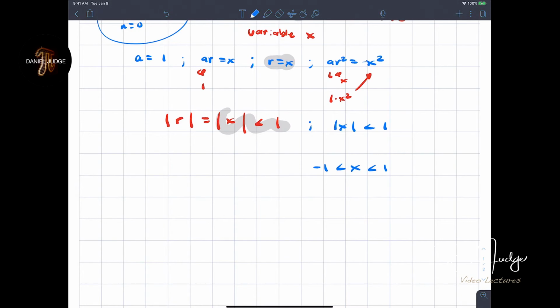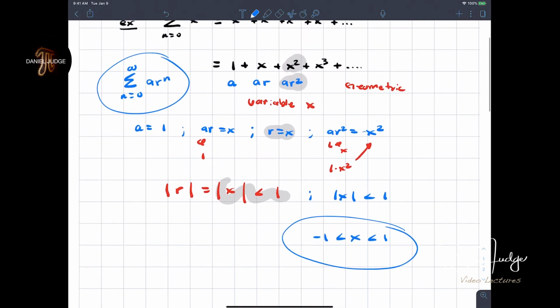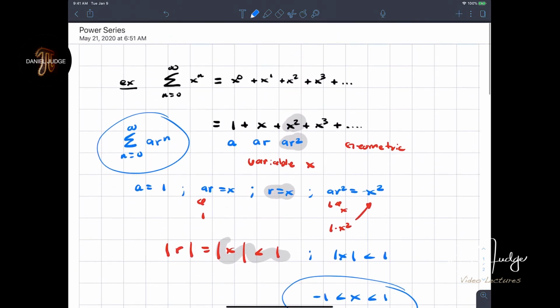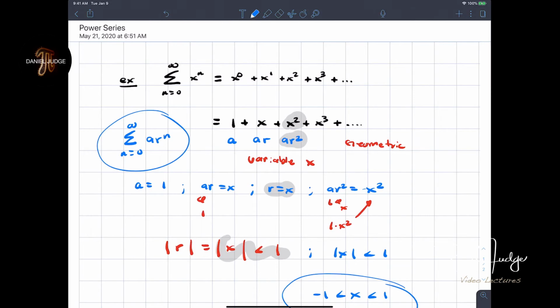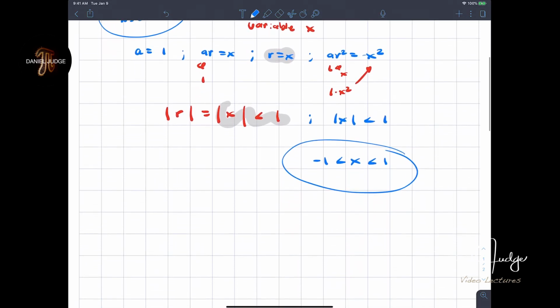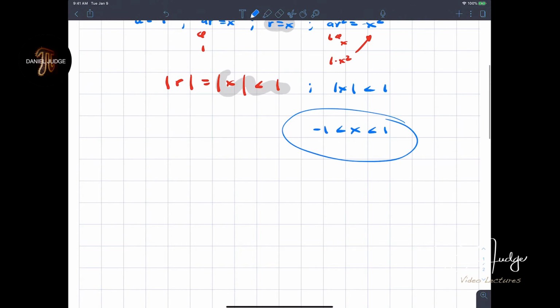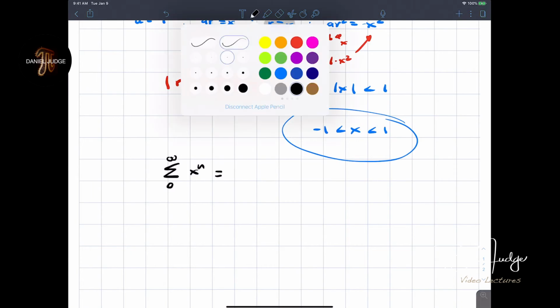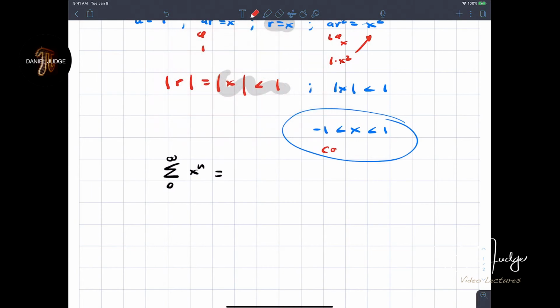Back in section 12.2, you had some geometric series that involved a variable. In that section, they would say this particular series, the sum from 0 to infinity of x to the n, converges for these values of x right here. So we have convergence.